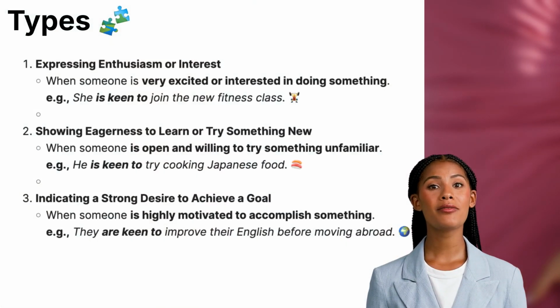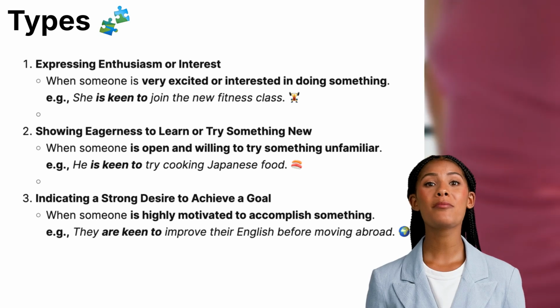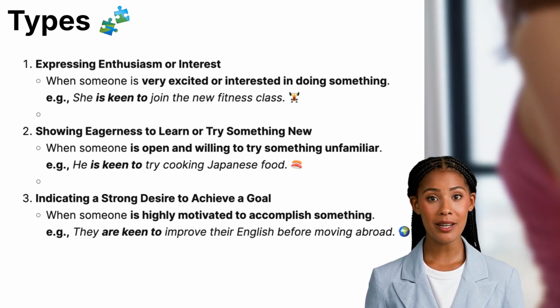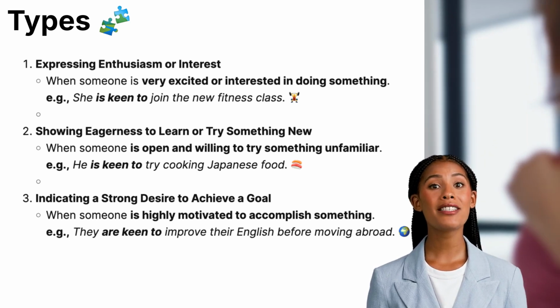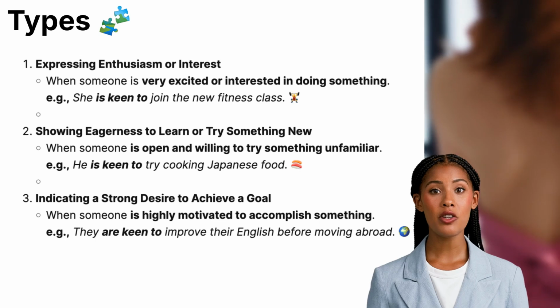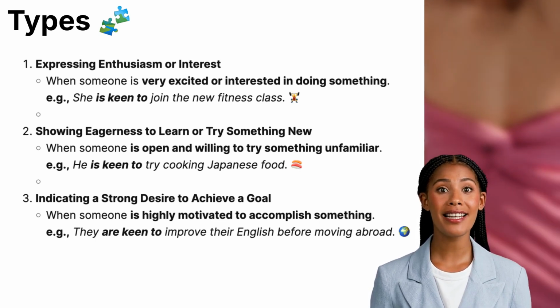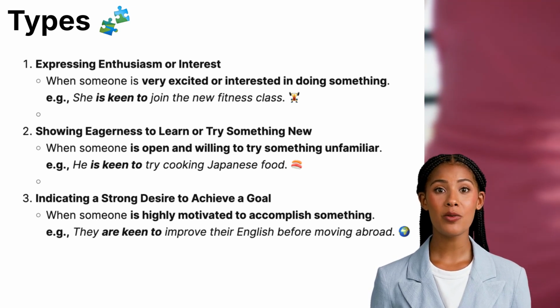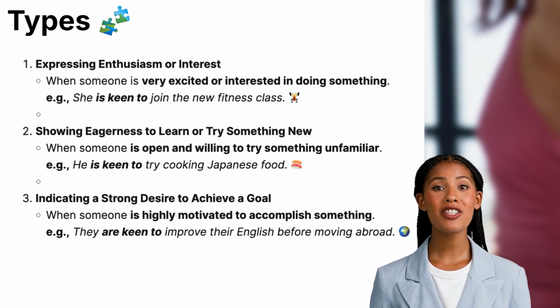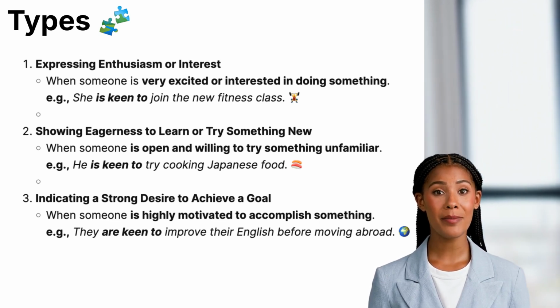In this section, we'll go over the 5 key ways to use be keen to, with clear explanations and examples. Let's get started. 1. Expressing enthusiasm or interest. Use be keen to when someone is excited or very interested in doing something. Example: she is keen to join the new fitness class. This means she is excited and looking forward to participating.